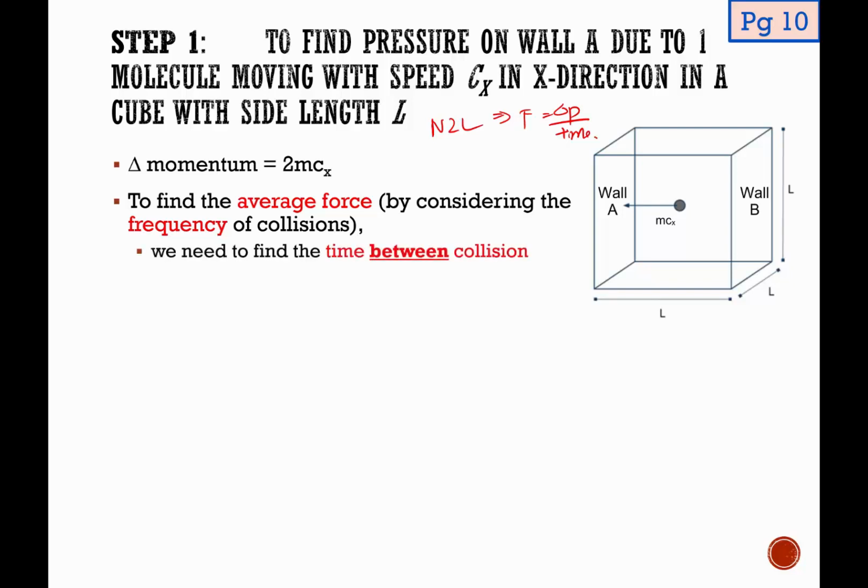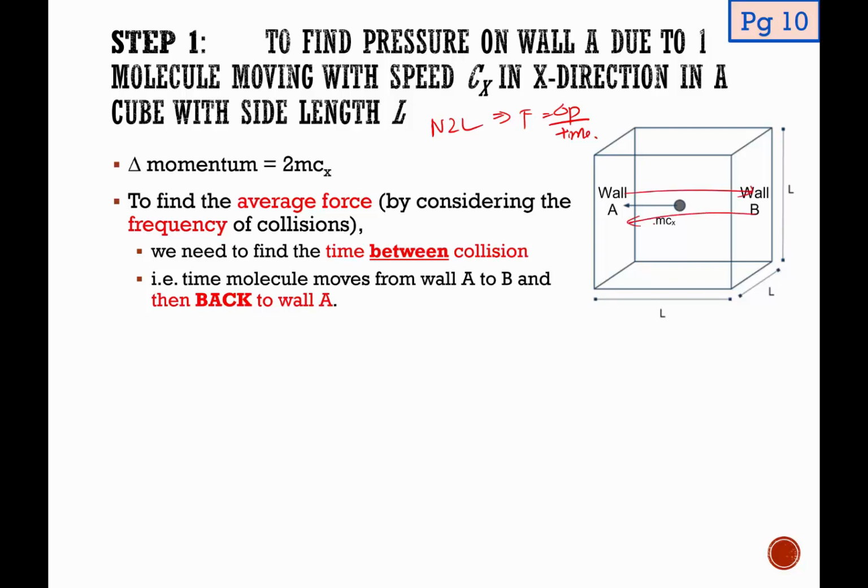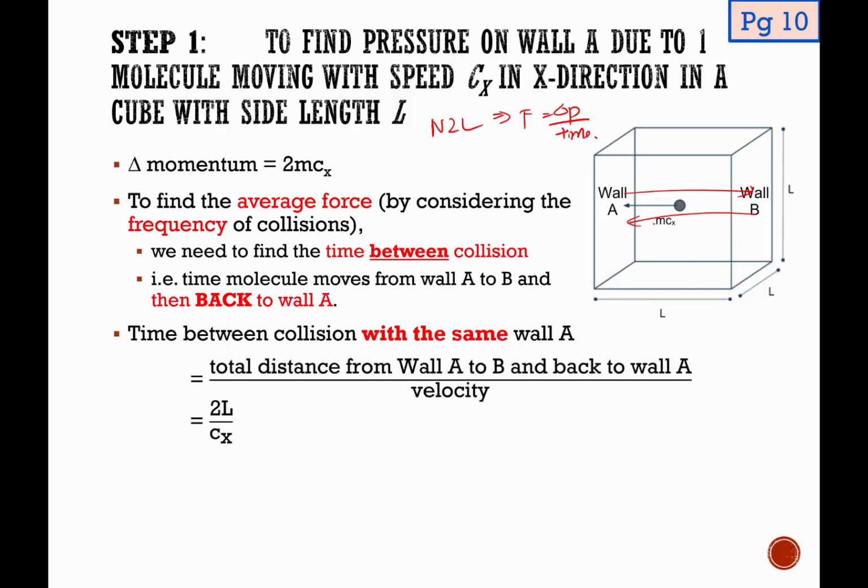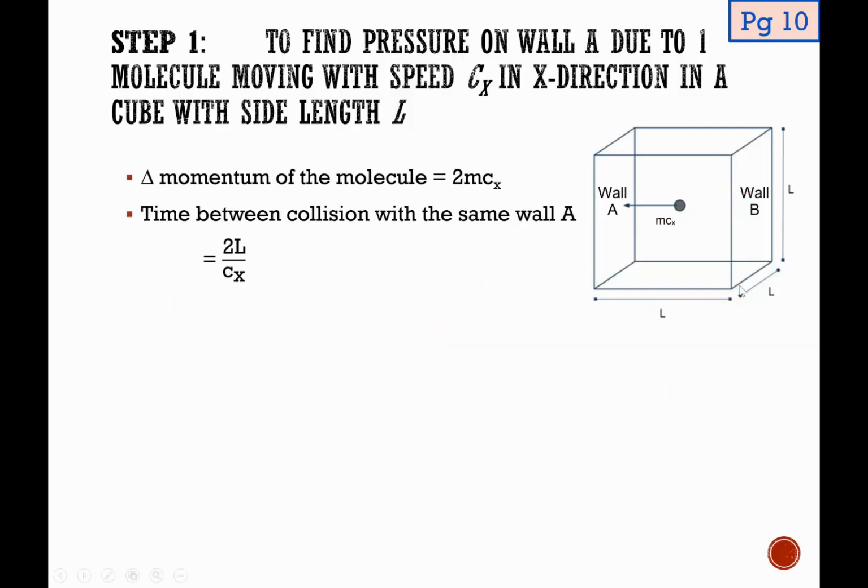the time between collisions. So basically, the time the molecule will take to move from wall A to B, and then back to wall A again. So the time between collisions with the same wall A is essentially the total distance from A to B and then back to A again, divided by the velocity. So essentially, the total distance will be L times 2, so therefore 2L divided by the velocity of the particle, which is basically cx, since it has an elastic collision with wall A.